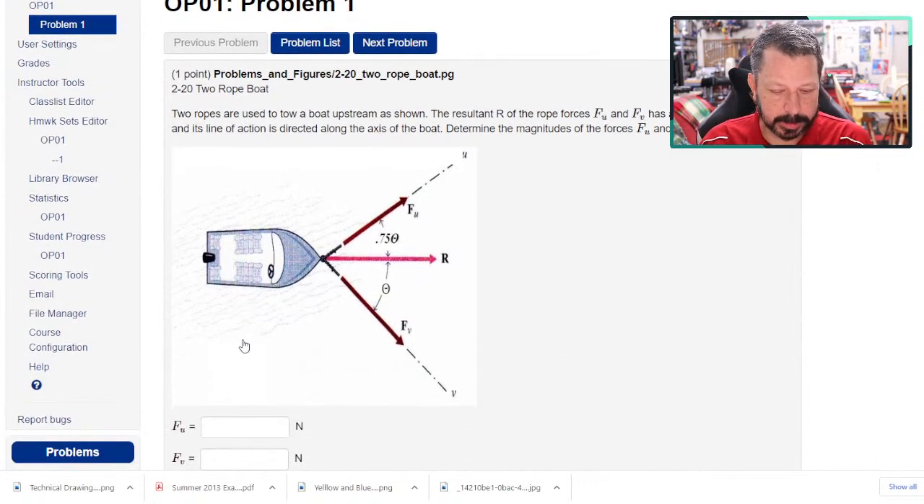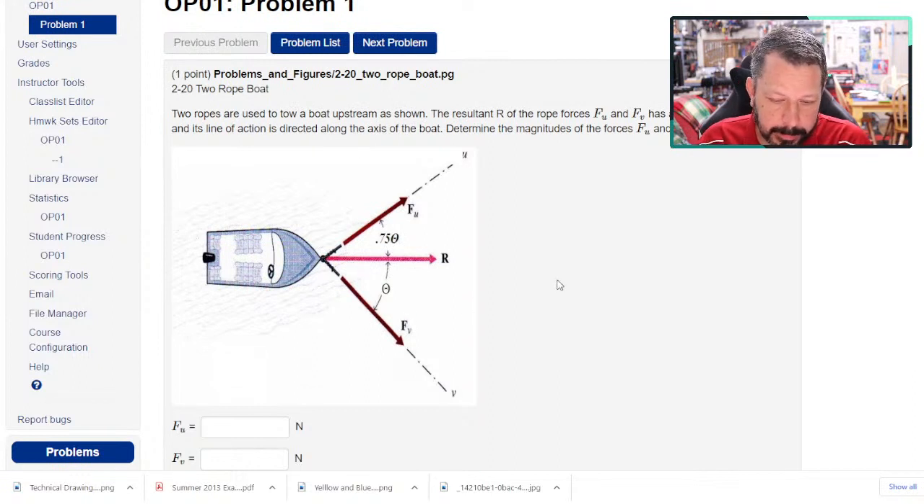There could be something like this. This one is not an equilibrium problem necessarily. This one is more of finding a resultant. So that might be something we could do. I'm not sure what we've got here. 0.75. Oh, it's 75% of whatever that angle is.